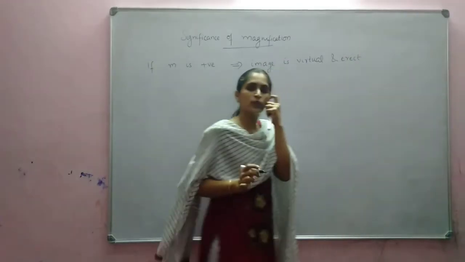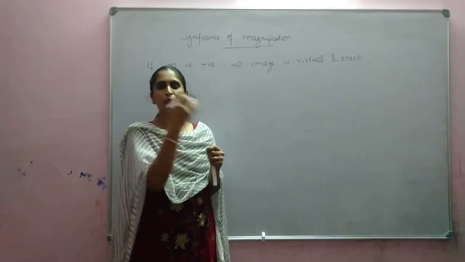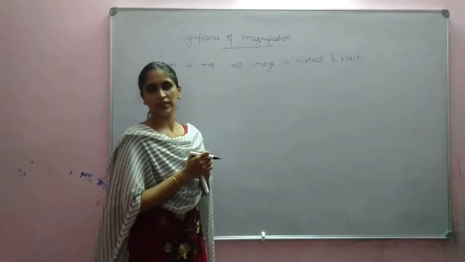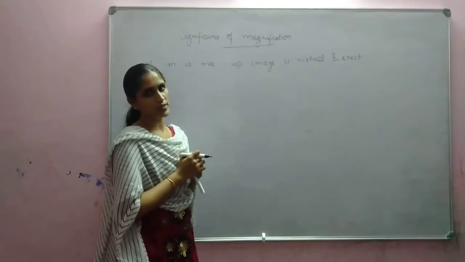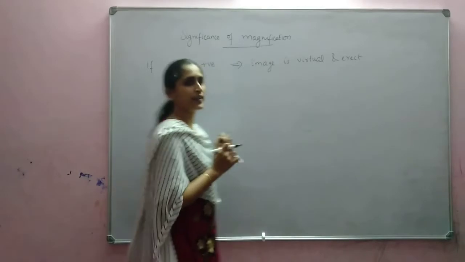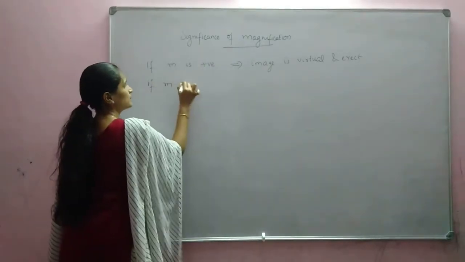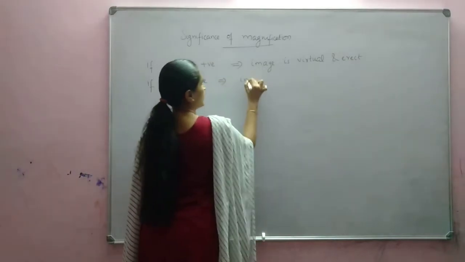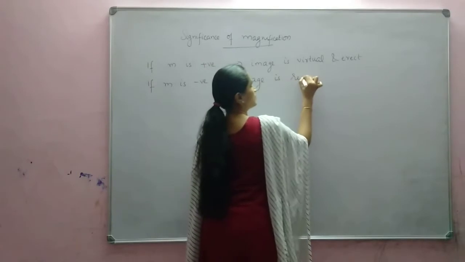How can we conclude that the image is virtual and erect? Because the object is always kept above the principal axis. So if the image is also erect, we will get the m value to be positive. So if m is positive, the image is virtual and erect. And if m is negative, the image is real and inverted.